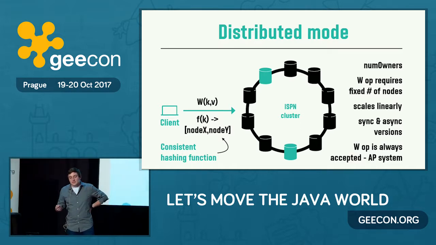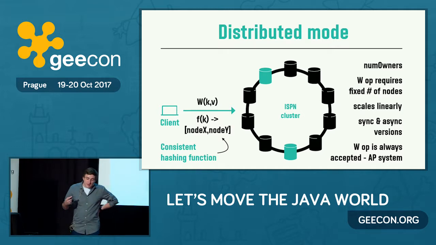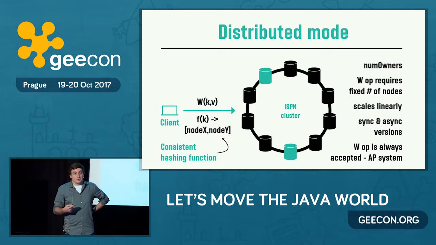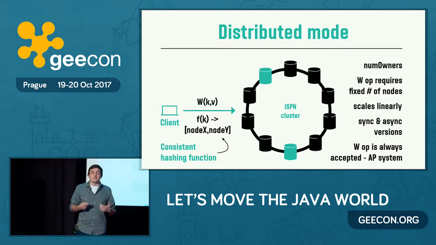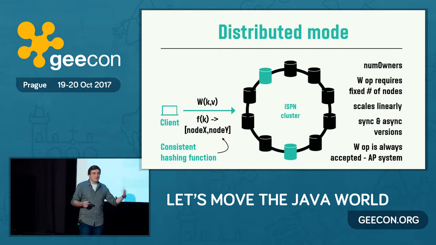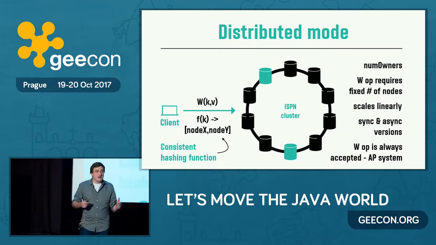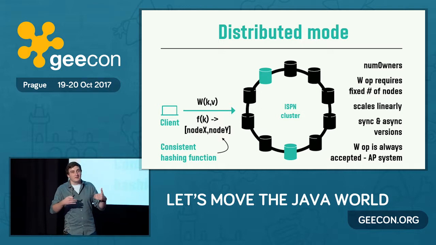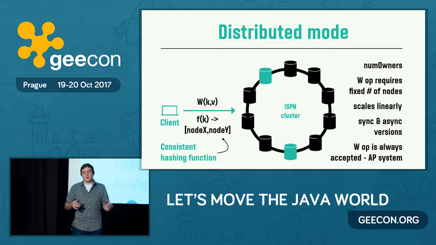And the Infinispan by default will always accept your write operation as long as there is at least one node that is working. So the Infinispan is really an AP system where it will always choose availability over consistency and have embedded mechanisms for how to deal with partitioning.